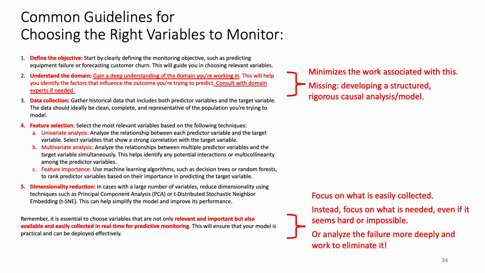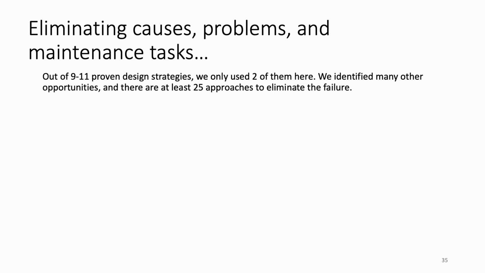And then at the bottom, it is essential to choose variables that are not only relevant and important, but also available and easily collected in real time. Well, they're sort of releasing people of the obligation or the goal of not just collecting what is easily collectible. Focus on what is needed instead, even if it seems hard or impossible. Or the ultimate is to analyze the failure more deeply and work to eliminate it. So, eliminating causes, problems, maintenance tasks.